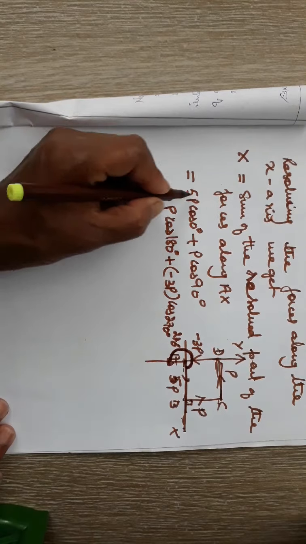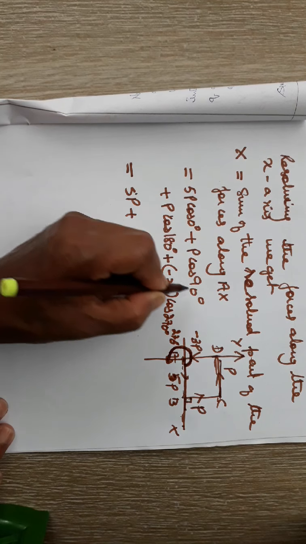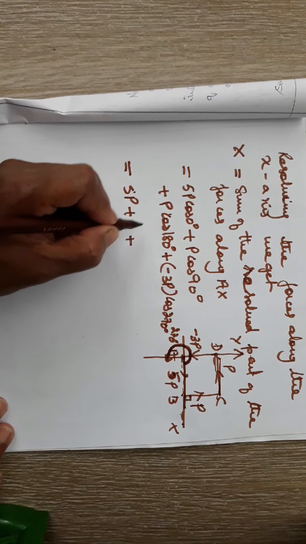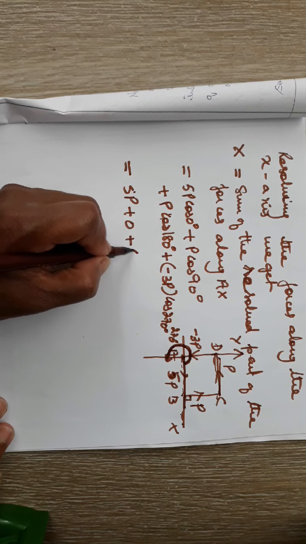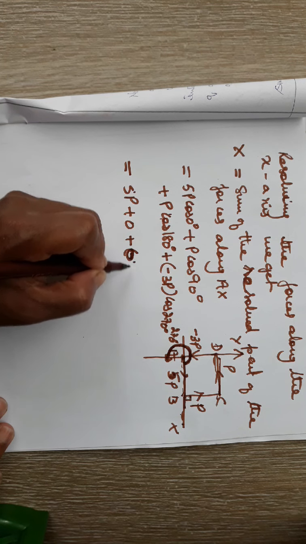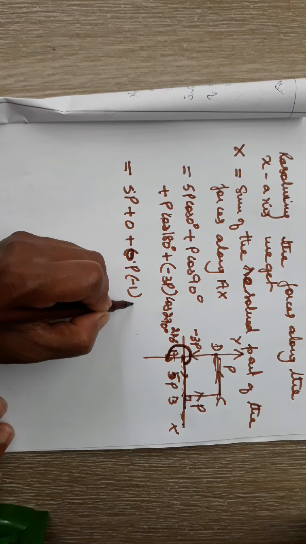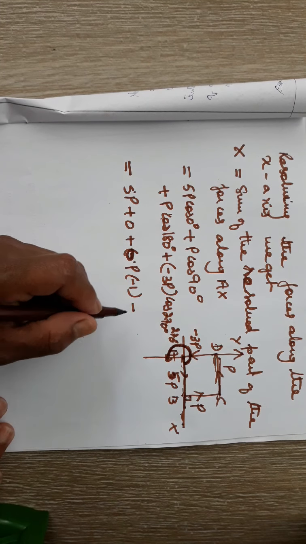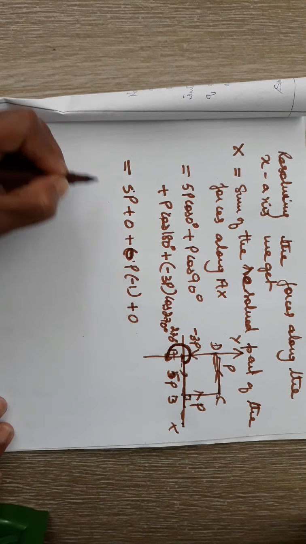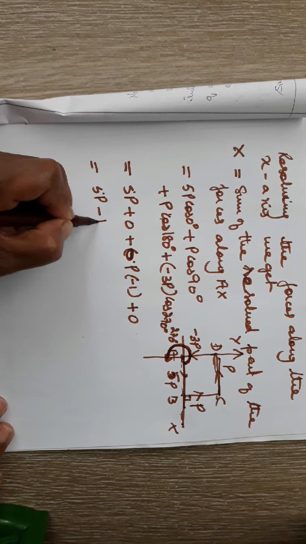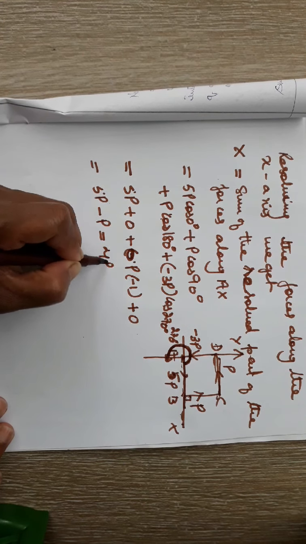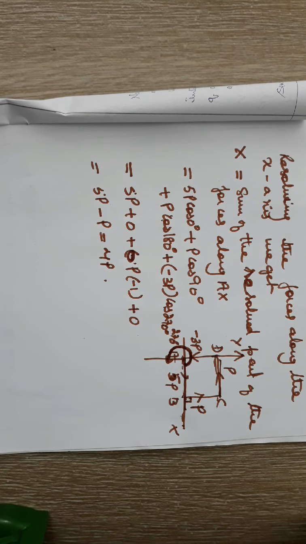Okay. So here you have 5P plus, cos of 90 gives you 0. Cos of 180 gives you minus, so you will have P into minus 1. And then cos of 270 degree again 0. So you have here 5P minus P, which is equal to 4P. I hope it is clear to you.